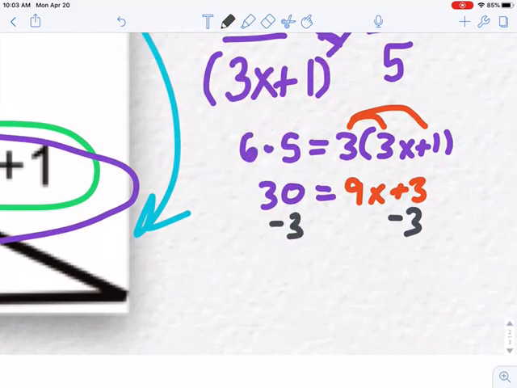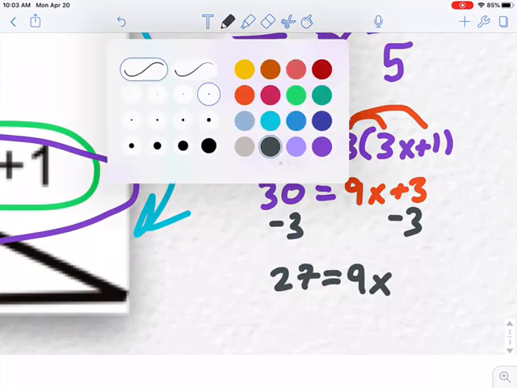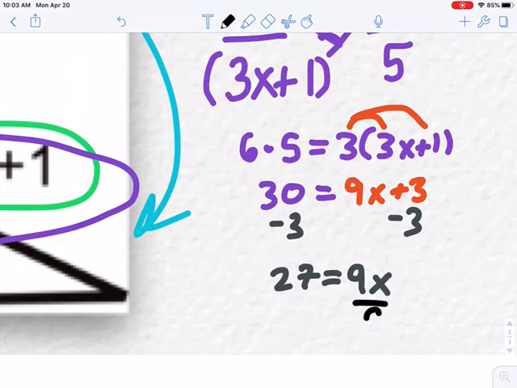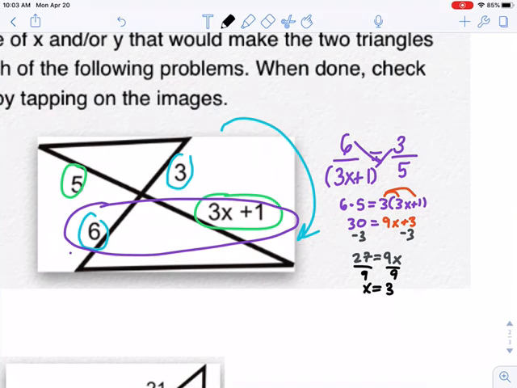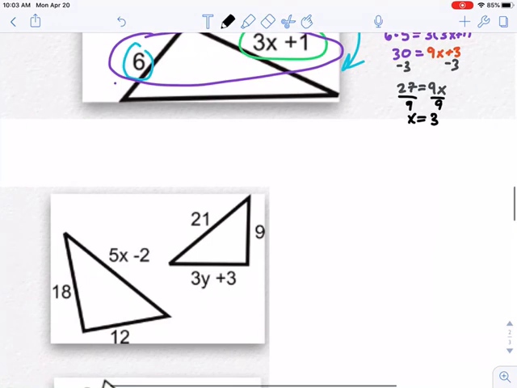Subtract 3 from both sides. 27 equals 9x. Divide both sides by 9, and x is going to equal 3. Nice. All right. Cruising right along.